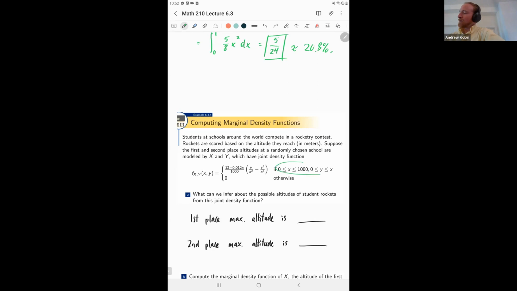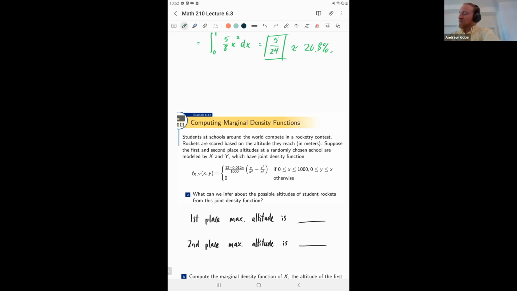Notice I want to point out the x and y range is something we'll draw in a moment, but it's a closed and bounded subset of the xy plane. And then the density function says 0 outside of that region. So there's no probability of selecting first and second place altitude values that aren't described by these possible values. And I want to just start stepping through this problem and interpreting a few things. So first of all, given the presented information, what can we infer about the possible altitudes of student rockets just by looking at this density function?